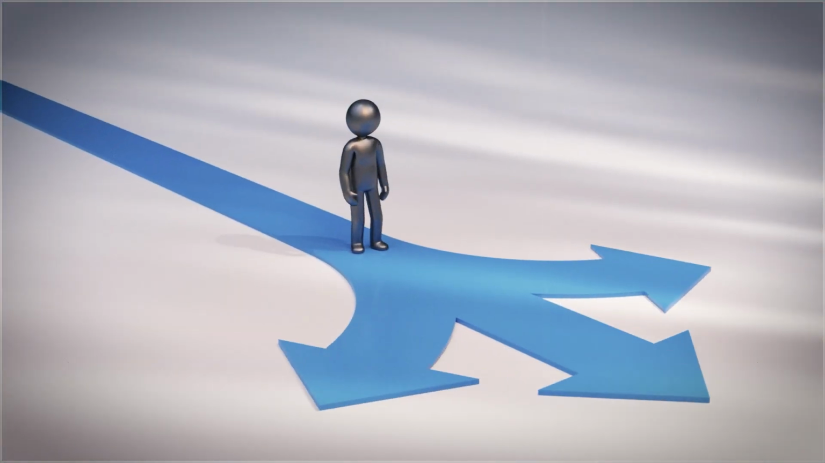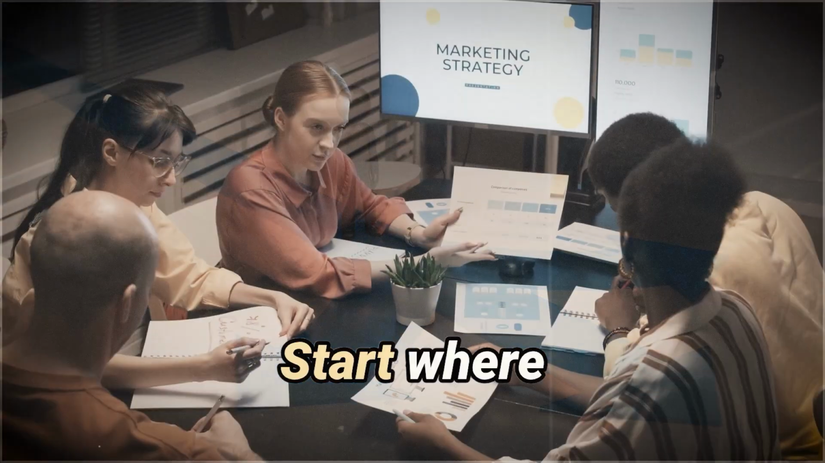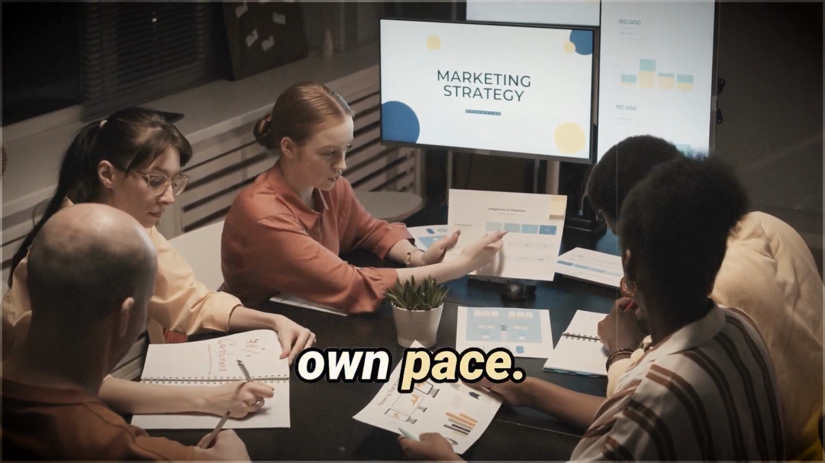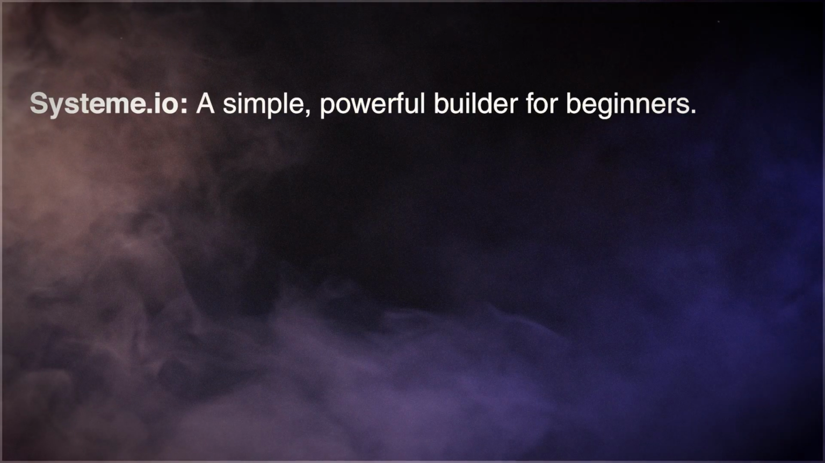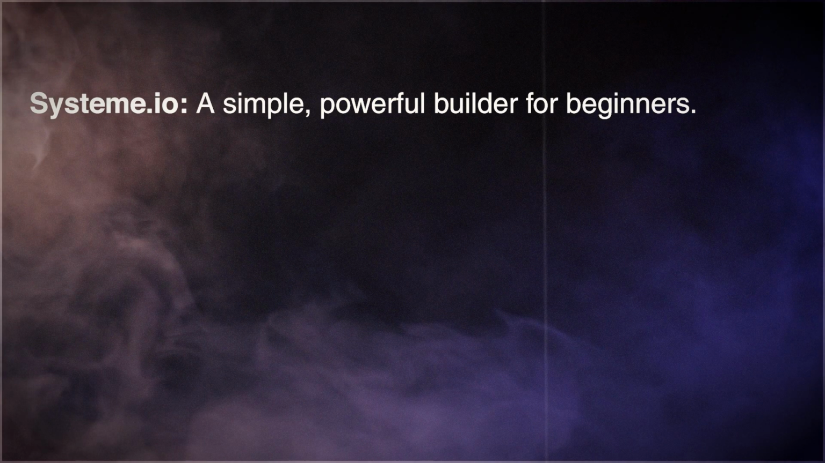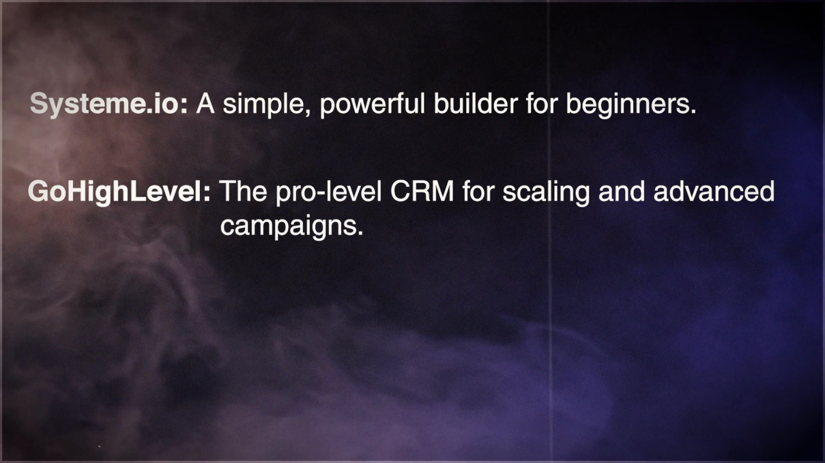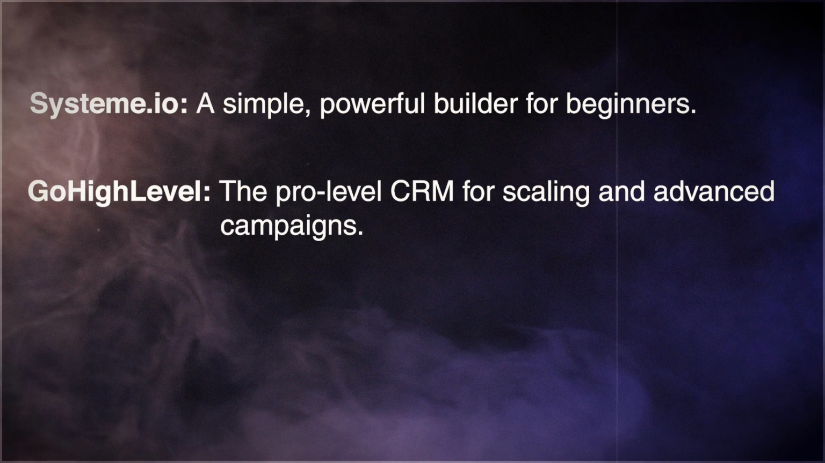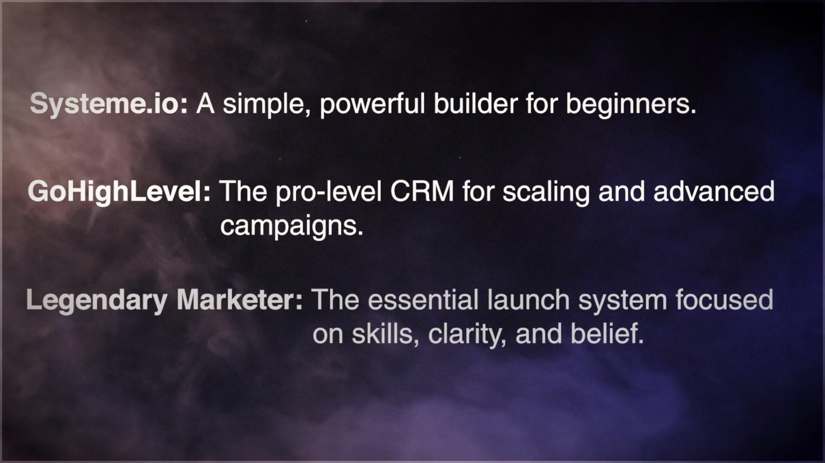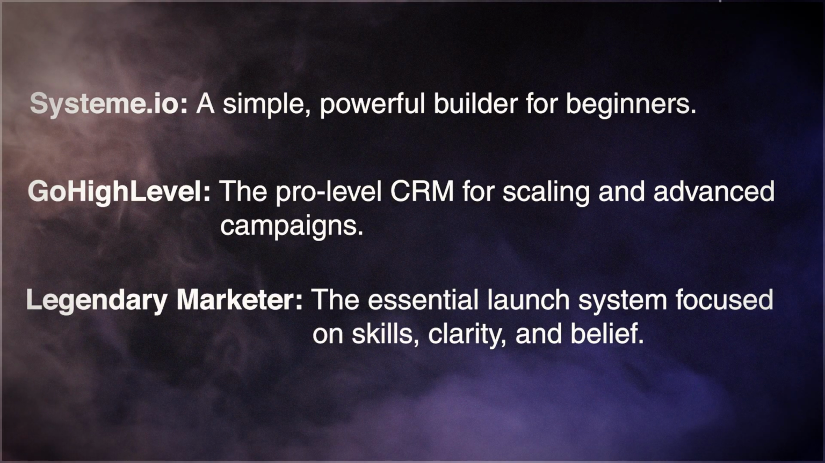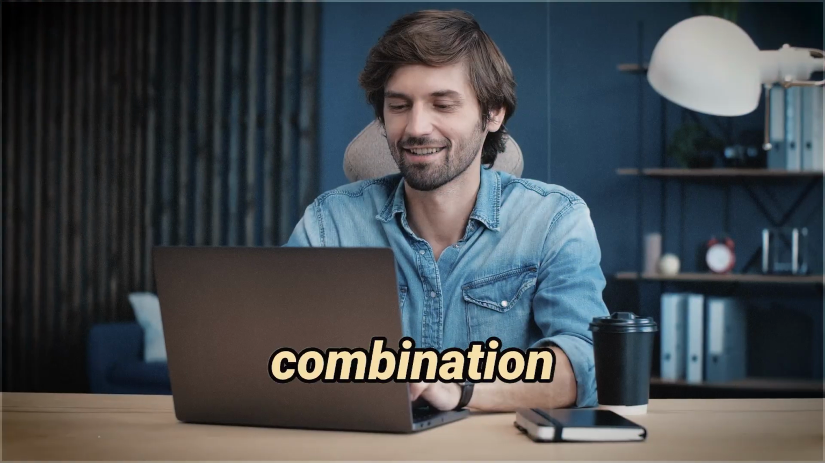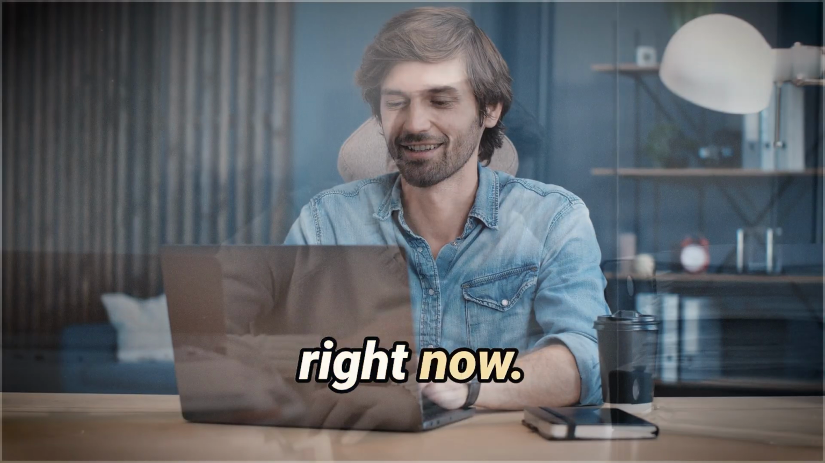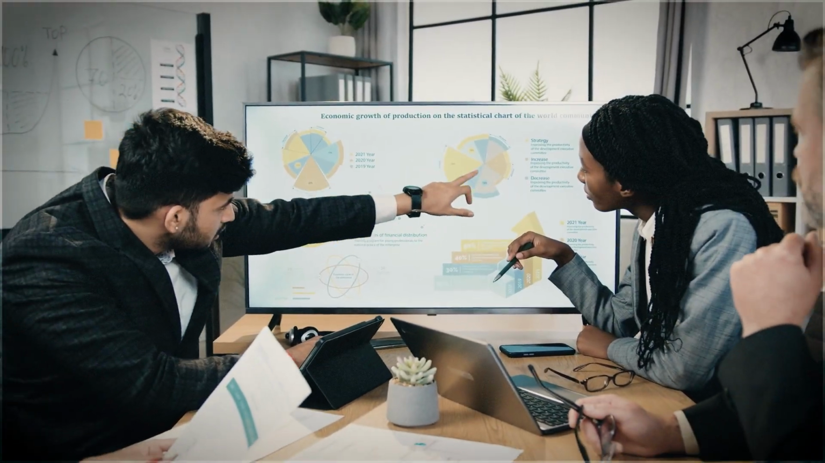Don't guess which path is right for you. Start where you are and grow at your own pace. Here's the recap. Systeme.io, a simple, powerful builder for beginners. GoHighLevel, the pro-level CRM for scaling and advanced campaigns. Legendary Marketer, the essential launch system focused on skills, clarity, and belief. Pick the combination that fits your stage right now. It's not about doing everything at once. It's about doing the right thing for where you are.